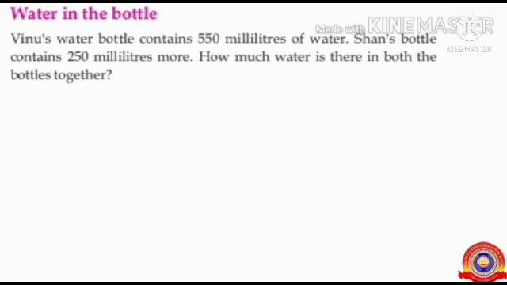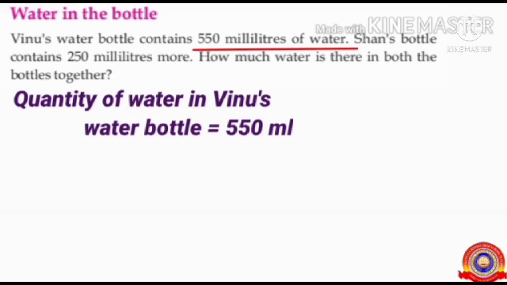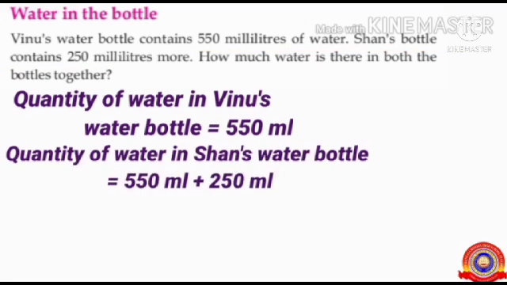Yes, 550 milliliters. So, quantity of water in Vinu's water bottle equals 550 milliliters. Shan's water bottle contains 250 milliliters of water more than Vinu's water bottle. So, quantity of water in Shan's water bottle equals 550 milliliters plus 250 milliliters.